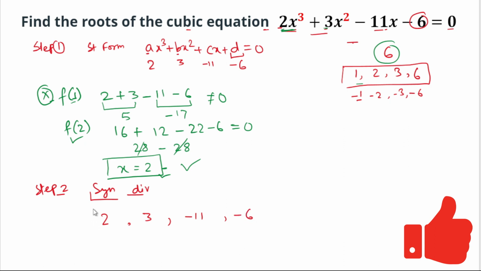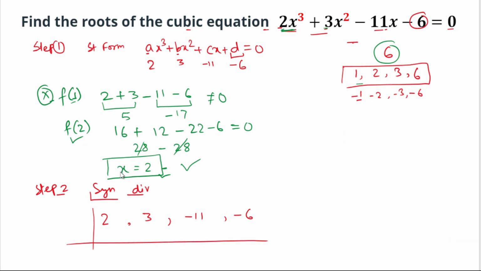After that we'll write like this, and we have the solution as 2, so we'll write 2 here. In the next part, we'll write the 2 as it is, 2 and 2, and after that we'll multiply 2 with this number.